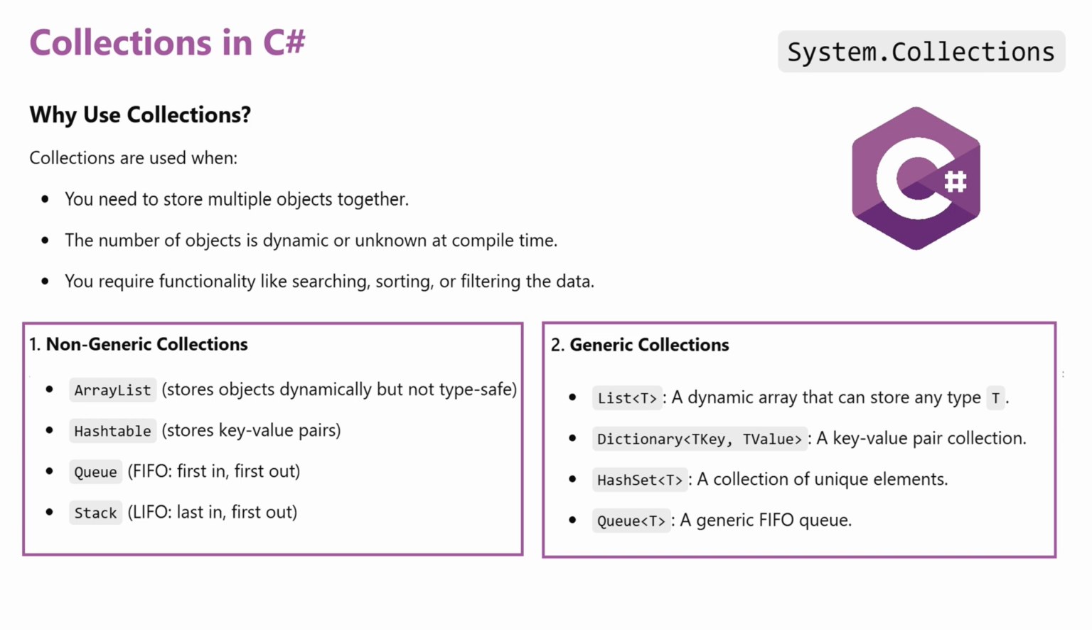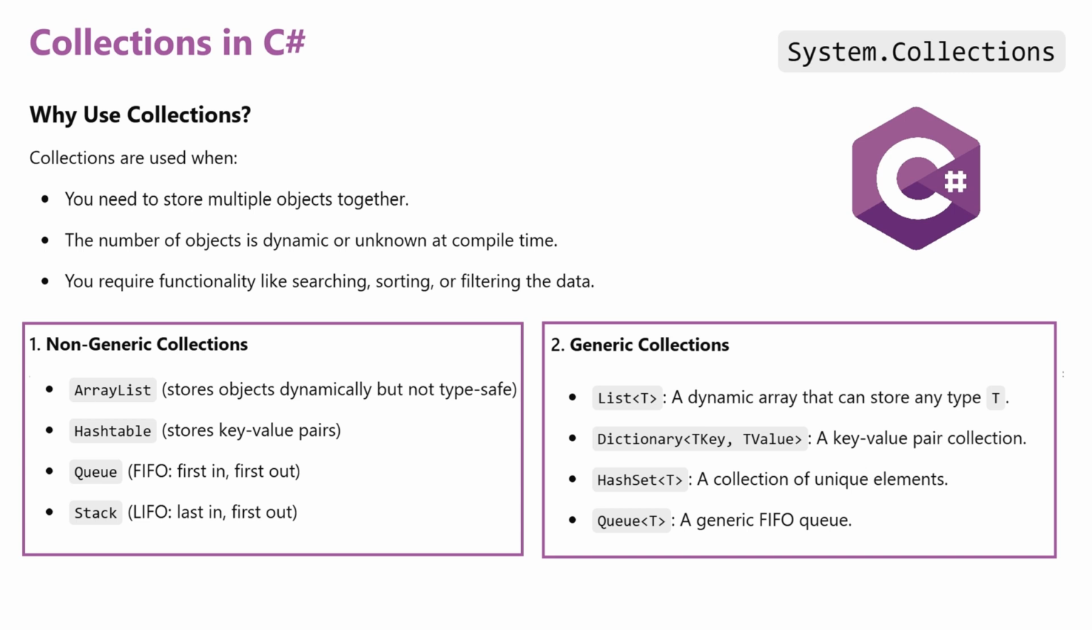C Sharp collections can be broadly divided into two categories: non-generic collections and generic collections. Non-generic collections can store any type of object because they work with the object type. However, they require boxing and unboxing for value types, which can impact performance. In the non-generic collections we find the ArrayList, which stores objects dynamically but is not type safe, Hashtable where you can store key value pairs, Queue and Stack. For Queue, you store FIFO, first in, first out. For Stack, it's LIFO, last in, first out.